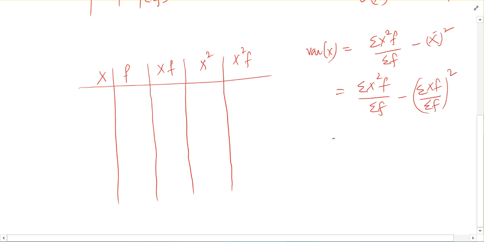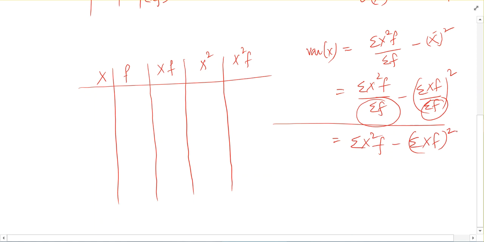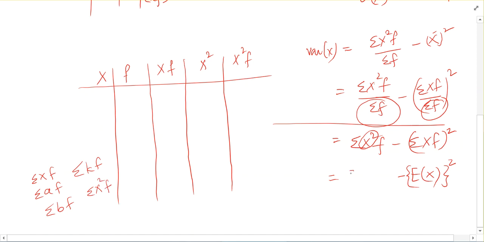Okay, so in our probability distribution, sigma f will be 1, so it is sigma x square f minus sigma xf whole square, because multiplying or dividing by 1 doesn't make any change. What is sigma xf? Sigma xf is actually expectation of x, so the square of this. And what is sigma x square into f? Expectation of x is sigma xf, expectation of a is sigma af, expectation of b is sigma bf, expectation of k is sigma kf, expectation of x square is sigma x square f. So this is expectation of x square. Okay, this is variance of x.